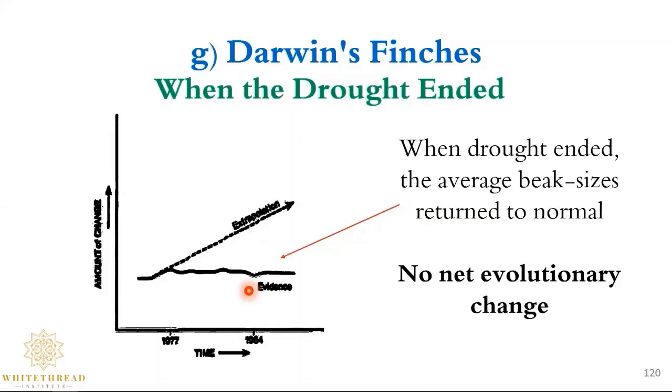And very few textbooks would point this out in their story about Darwin's finches. They will tell you that there's a 5% increase, and say that's evidence for Darwinian evolution. But what they won't tell you is that when the drought ended, the beak sizes just oscillated about the normal. So there was no net evolutionary change from this experiment.